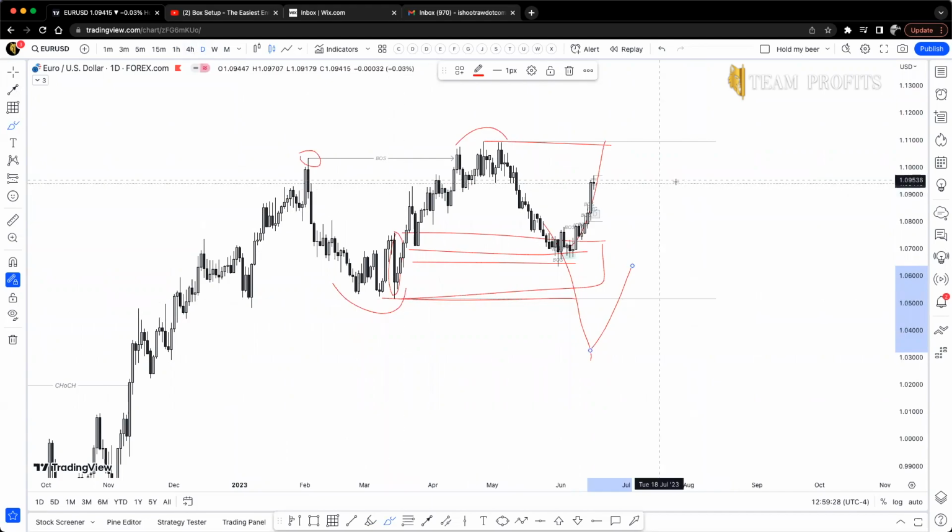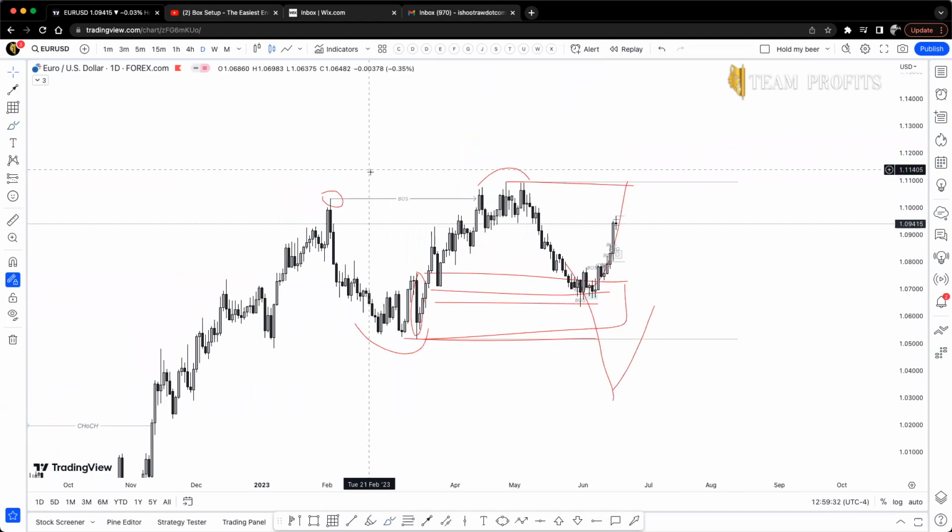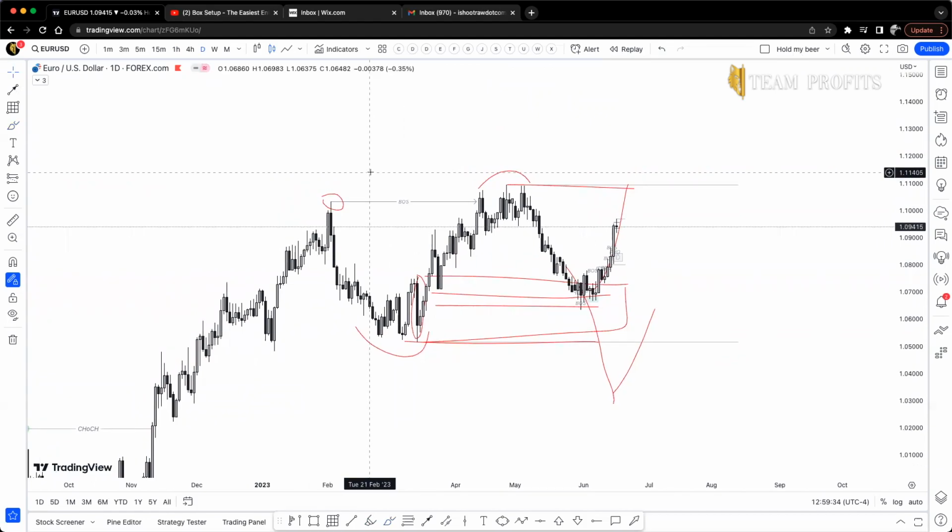So I hope it makes sense, guys. I hope you understand what you're seeing right here. It definitely helps you understand the structure better.